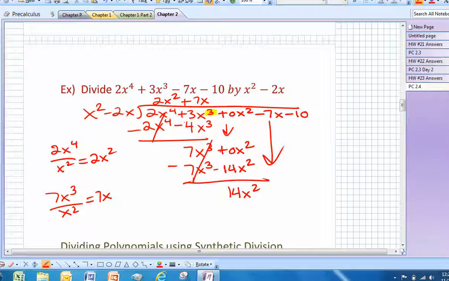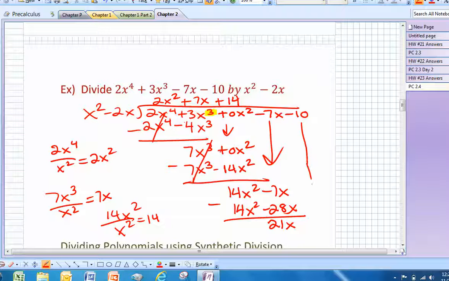Bring down the negative 7. And then divide again. 14x squared over x squared gives me 14. And then multiply, so you get 14x squared minus 28x. Subtract, negative 7 minus negative 28 gives you positive 21. Bring down the negative 10.